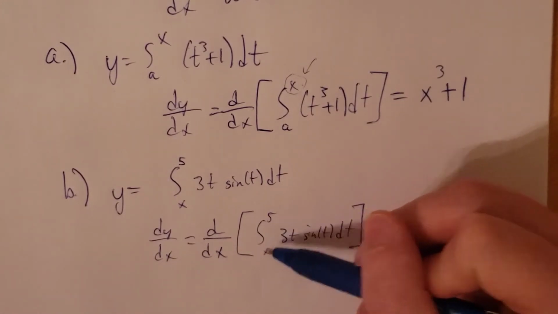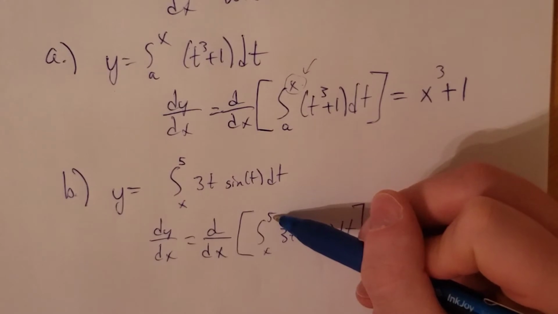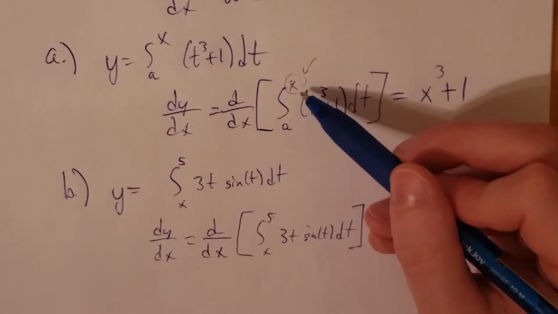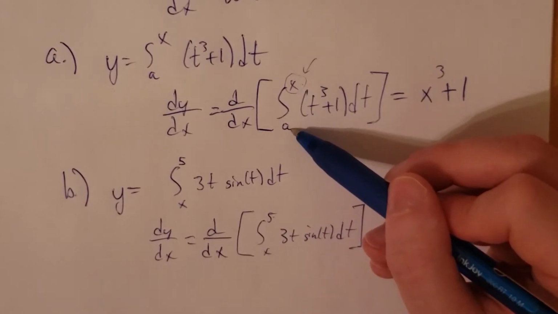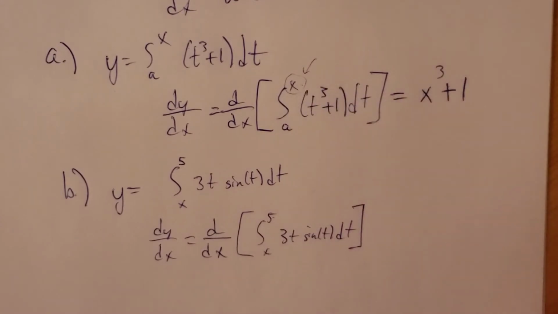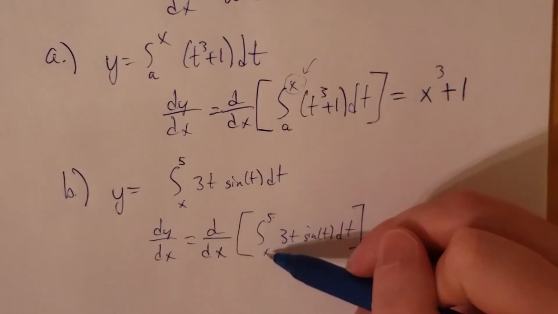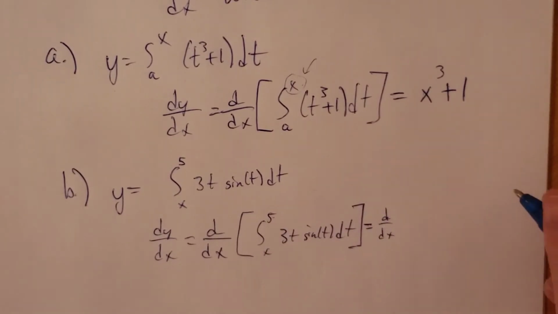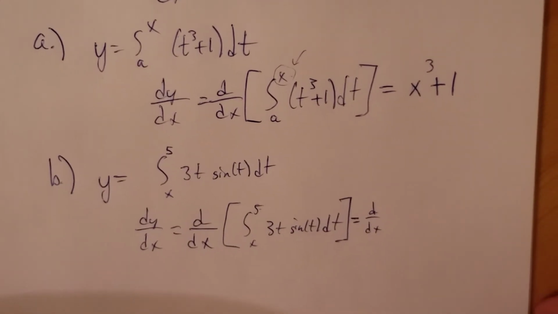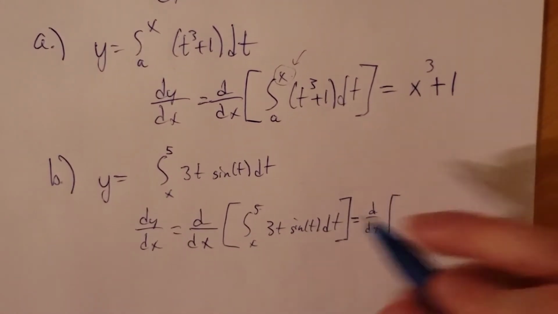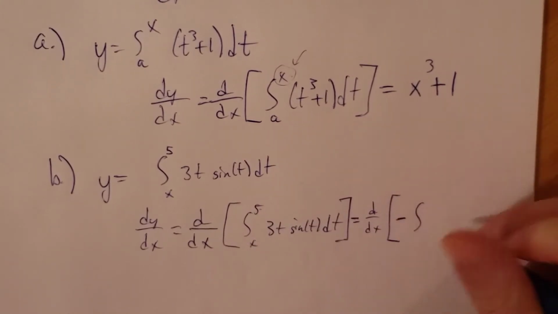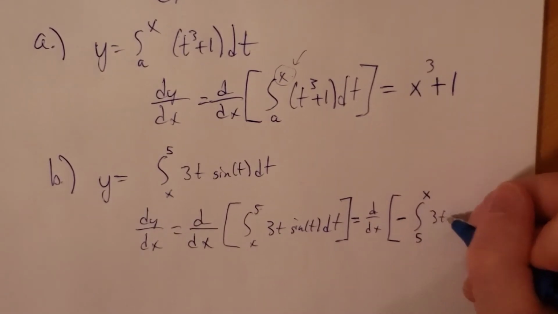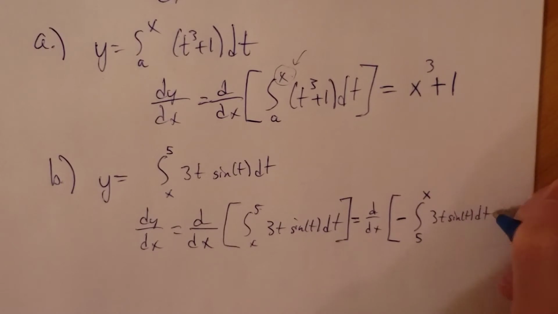Here we go from x to some constant. What the fundamental theorem of calculus part 1 says is we go from some constant a up to the variable x. So if we switch this order of integration, then we will put our function into the correct way that we need it. But if we switch this order of integration, that means we take the negative of the integral. So this is the negative of the integral from 5 to x of 3t sine of t dt.